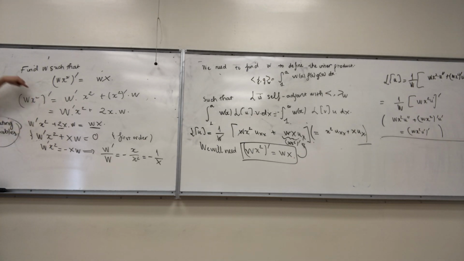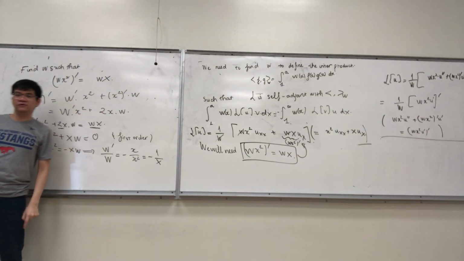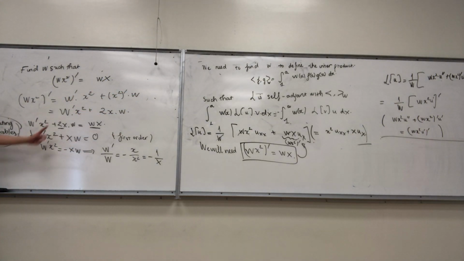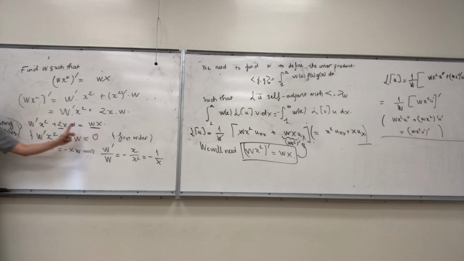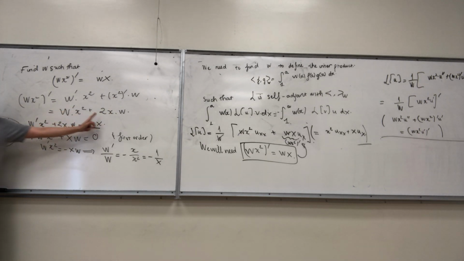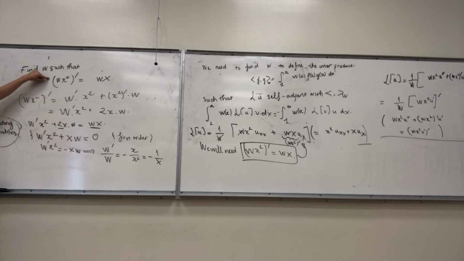All right. So (wx squared)' will be w' x squared plus (x squared)' w. And (x squared)' will be 2x. Right. So you have w' x squared plus 2x w. You replace it on the left hand side, you're going to have w' x squared plus 2x w is wx. You remove one wx on both sides, you have w' x squared plus xw is 0.